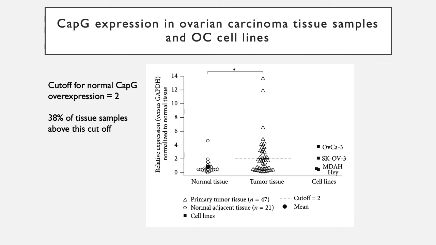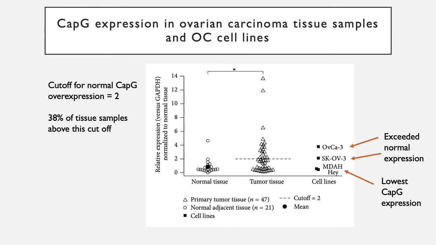Additionally, CapG expression of the 3 ovarian carcinoma cell lines was measured. The Hay cell line contained the lowest CapG expression, which was below the cutoff, while the SKOV3 and OVCA3 cell lines exceeded normal expression. All 3 cell lines had CapG expression that was in the same range as the OC tissue.